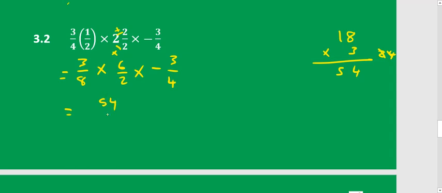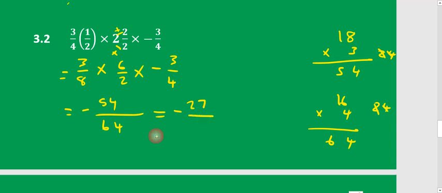So the numerator part will be 54. 8 times 2 is 16, and 16 times 4 is 64. And of course, 2 can go into both numbers. So when we simplify, we ask how many times can 2 go into 54? 2 can go into 54 27 times. 2 can go into 64 32 times, and that is our solution.